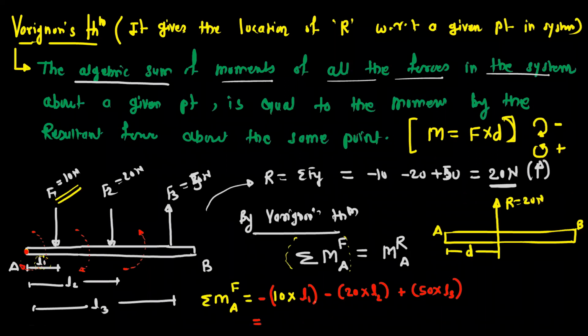So if you consider some values for L1, L2, and L3, let us take L1 as 1 meter, L2 as 2 meter, and L3 as 3 meter. So this is minus 10, minus 40, and plus 150. Okay, so your total answer will be 100 Newton meter. Okay, because this is the summation of moment, so for moment the unit is Newton meter. Okay, so this is the left hand side for Varignon's theorem.